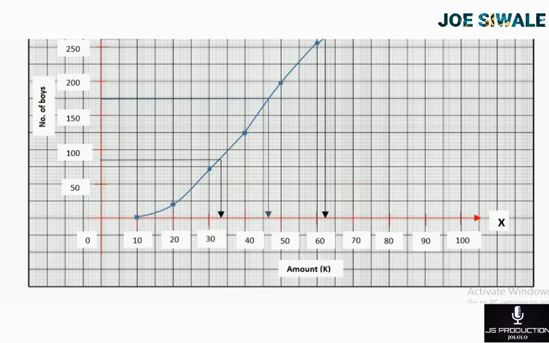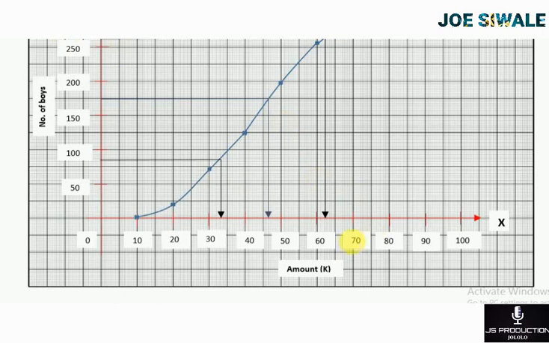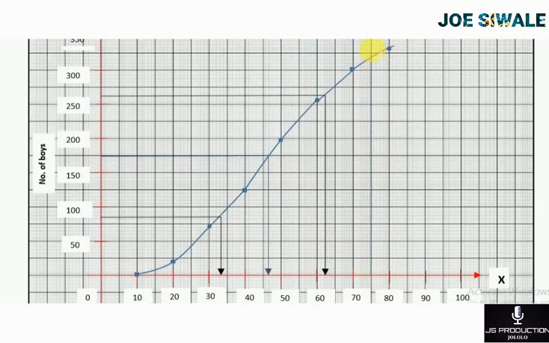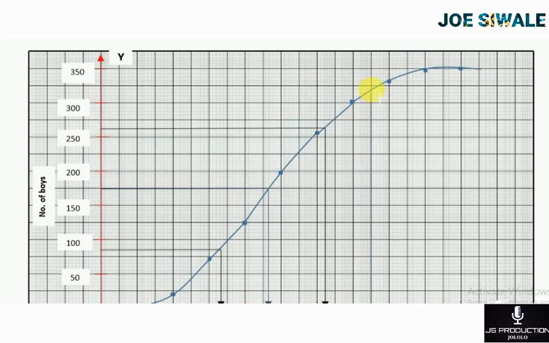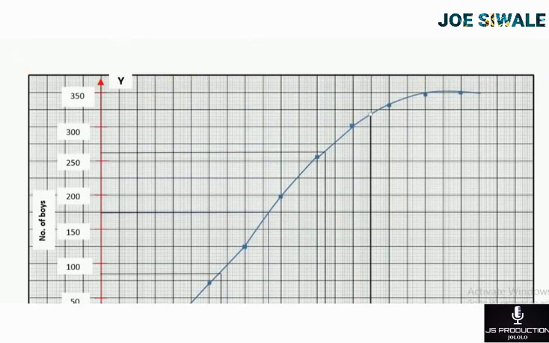So I'm going to go on the horizontal axis and draw my line at 75 kwacha. That's in between 70 and 80. I'll draw that line and it needs to touch the cumulative frequency curve. As you can see, I've drawn that line, which is coming from 75 to the cumulative frequency curve. Then I'll draw another line that will touch the y-axis, the number of boys, so that I can find the number of boys who can qualify for the draw.